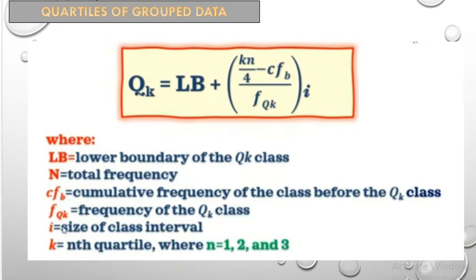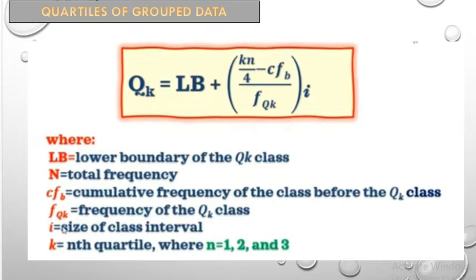So with that, we will have our formula where LB is the lower boundary of the QK class, N is the total frequency, and CFB is the cumulative frequency of the class before the QK class. And FQK is the frequency of the QK class, and I is the size of the class interval, and K is the nth quartile, where N is 1, 2, and 3. Yung K po natin ay hanggang 3 lang because there are only 3 quartiles. Di po ba? And how are we going to find all of those?